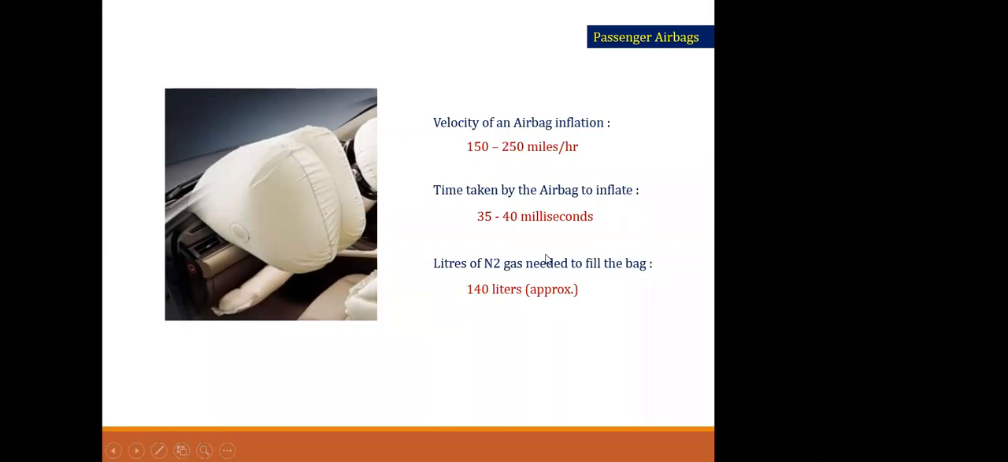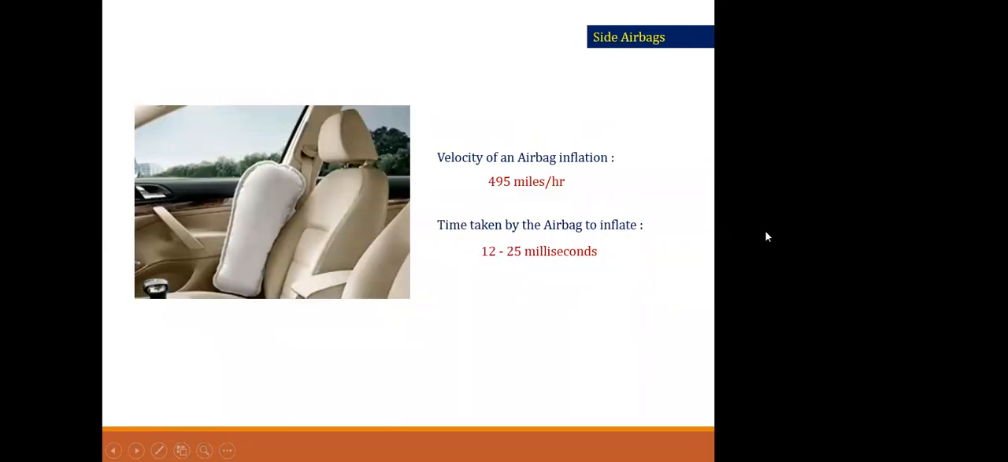And these values are given in terms of your passenger airbag, right? And then this is for your side airbag.